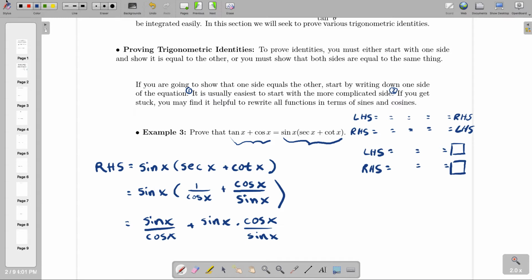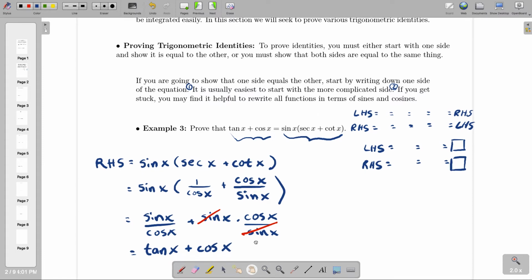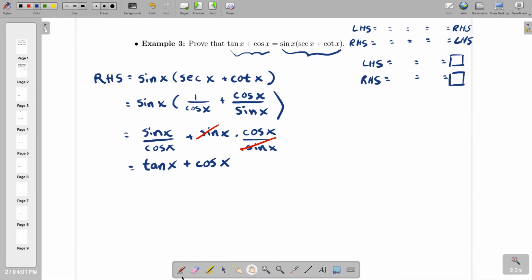And then, of course, at that point, I can see that I have sine of x canceling, and we know that the sine over the cosine is the tangent. So this gives us the tangent of x plus the cosine of x. And of course, that is the left-hand side of our original statement. And the moment that we have the right-hand side equaling the left-hand side, we're finished, because we have proved that this statement is true.